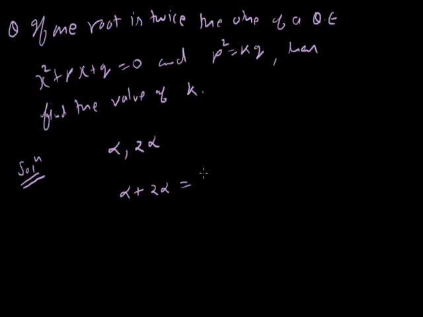So what does b represent? The coefficient of x, that is p. So this is our b, and the coefficient of x square is 1, that is our a. So the sum of the roots, alpha plus beta, is equal to minus b upon a. The value of a is 1. So alpha plus 2 alpha, that is 3 alpha, is equal to minus p. So what is the value of alpha? That is minus p upon 3.